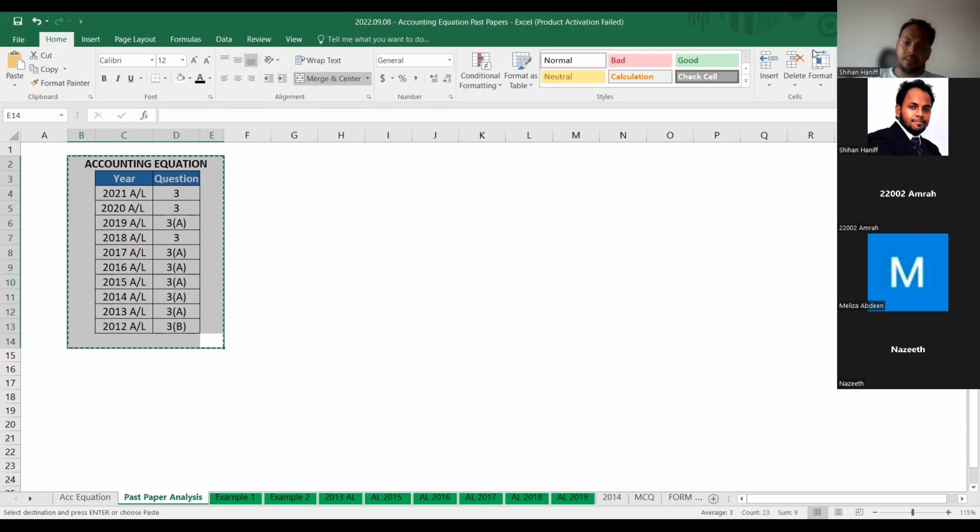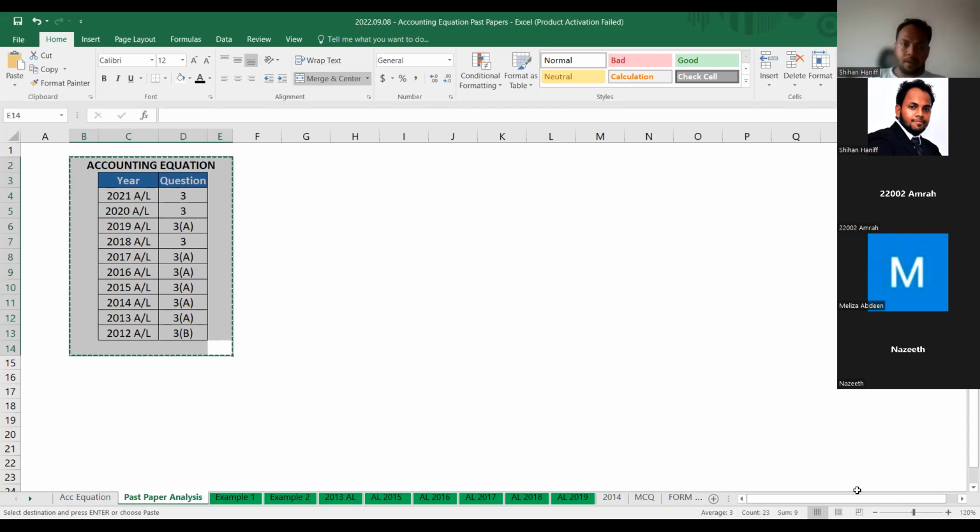So if we analyze the past papers, if I have taken from 2012 onwards, 2012, 13, 14, 15, 16, 17, 18, 19, 20, 21, every year there is one main question from accounting equation. So we can't ignore this chapter. Very important, right? You can easily get about 10-15 marks out of this.